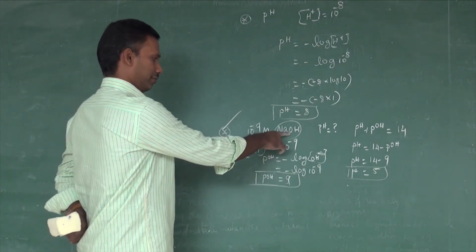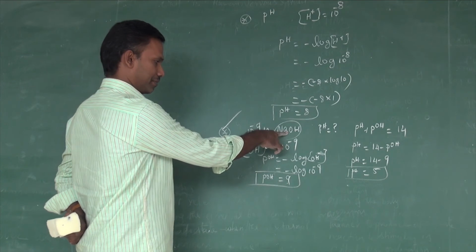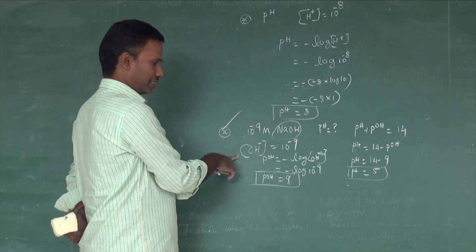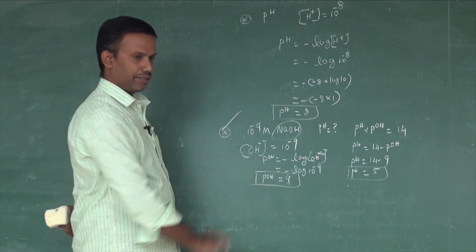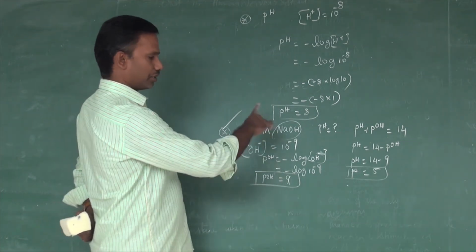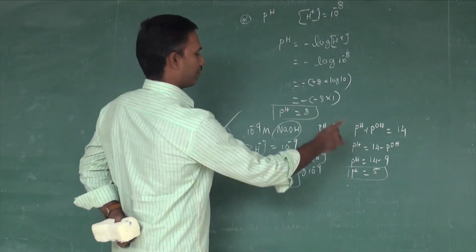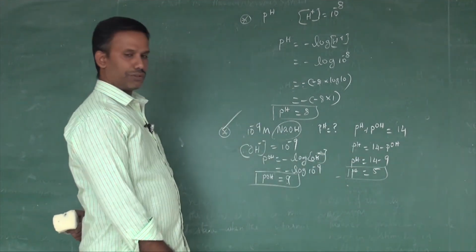Given a basic substance, we should take the OH minus ion concentration. From the OH minus ion concentration, you calculate the pOH. From the pOH, we use the relation pH plus pOH equal to 14. From this we get pH equal to 5.